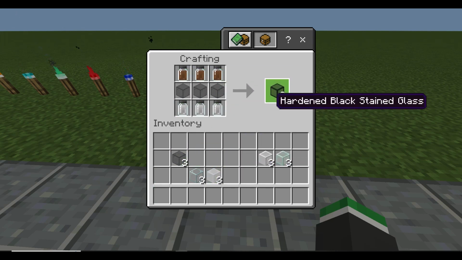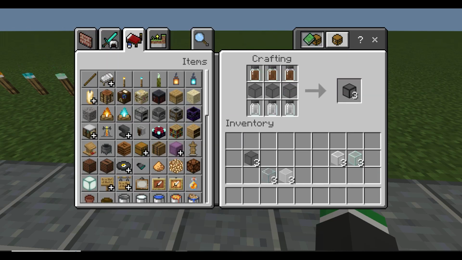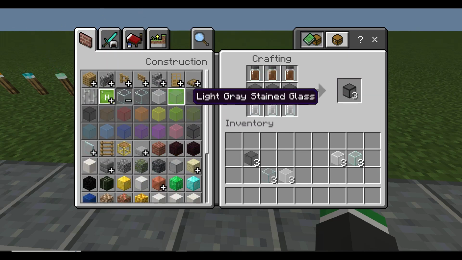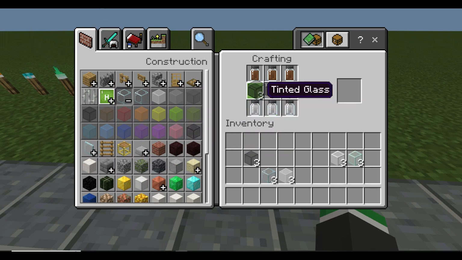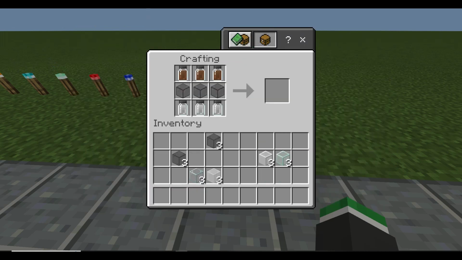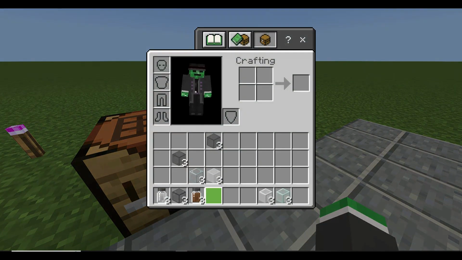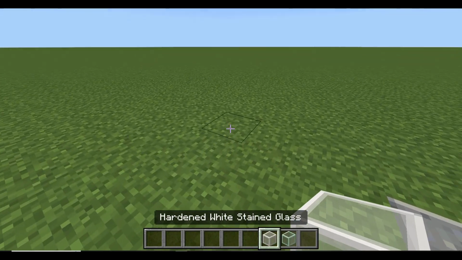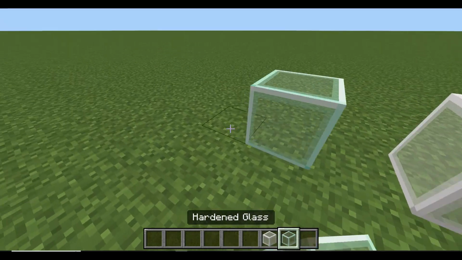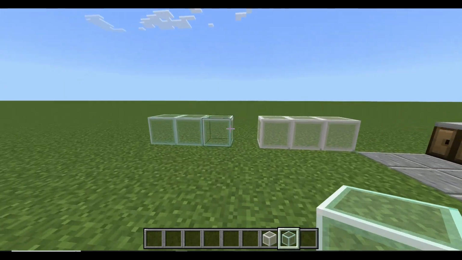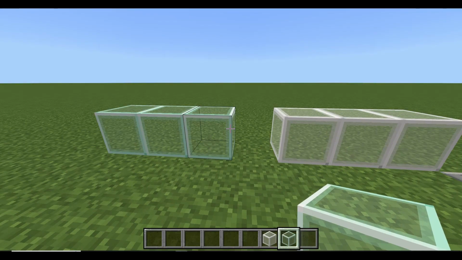tinted glass. That is not tinted glass. Let me get some tinted glass. Tinted glass here. As you can see, you cannot make it. Even if you change them, it won't work. But you can make normal hardened glass. And the hardened glass takes much longer to destroy. I'll show you after I finish everything.